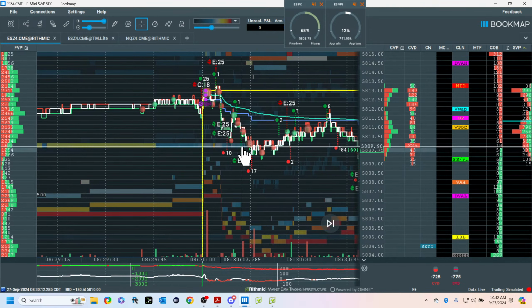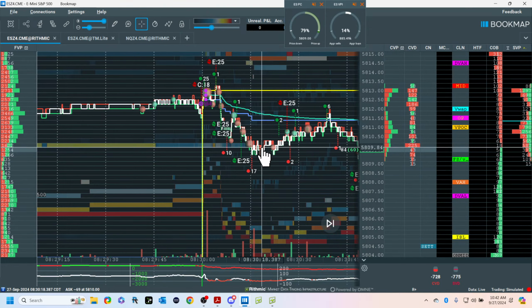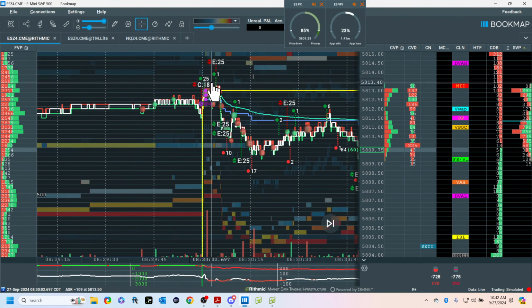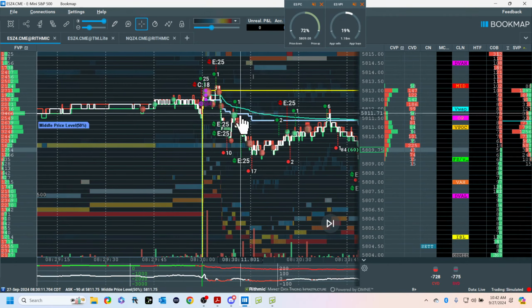So I come down here. I see this is a micro volume structure. I see my sellers, they are absorbed here. So this is a first indication to me of a possible long structure. And this is my opening swing high. So I'm looking here because I got my early sellers.